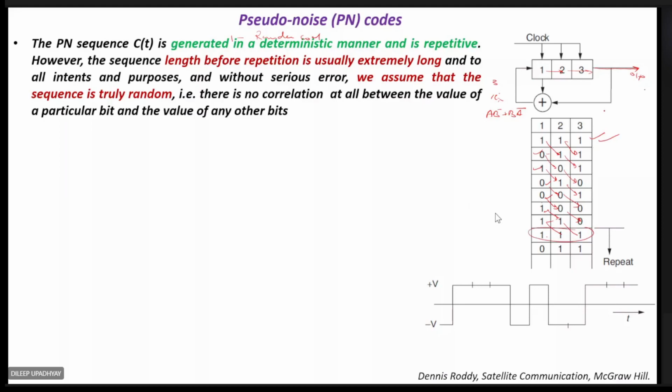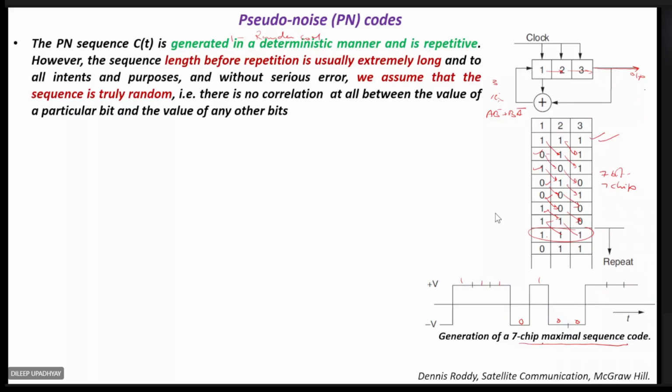Since we are taking the output from shift register 3, the output of the PN generator will be 1, 1, 1, 0, 1, 0, 0. So you can see a total of 7 bits are received, or you can say 7 chips are received. So we call it a 7-chip maximal sequence code.